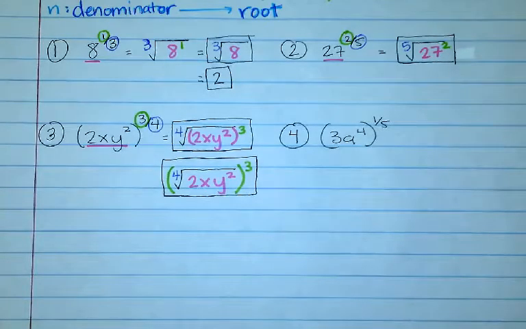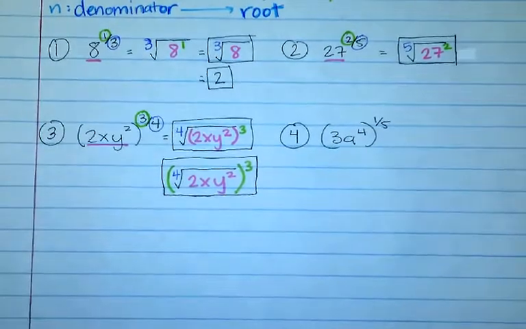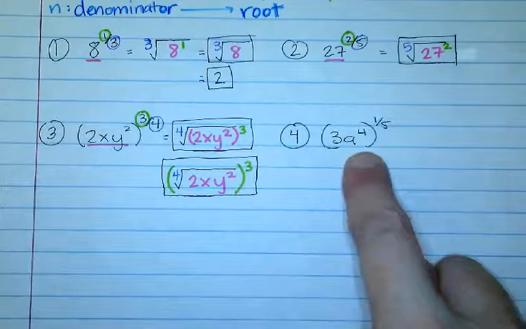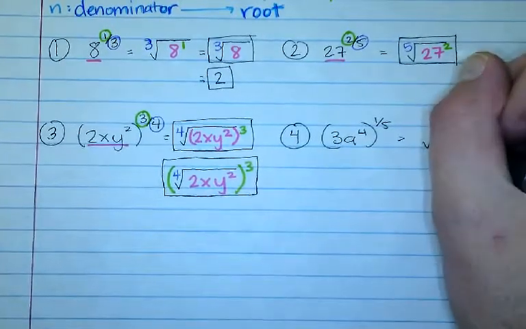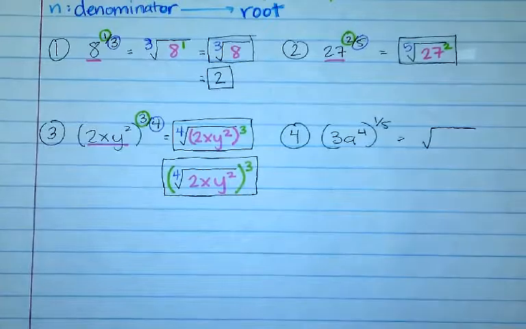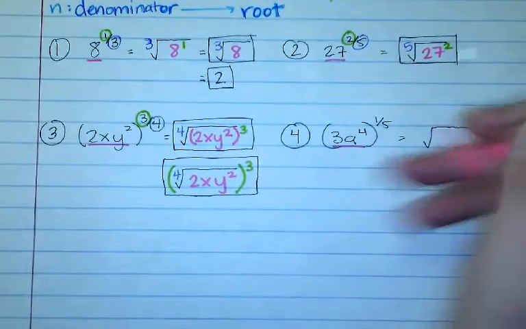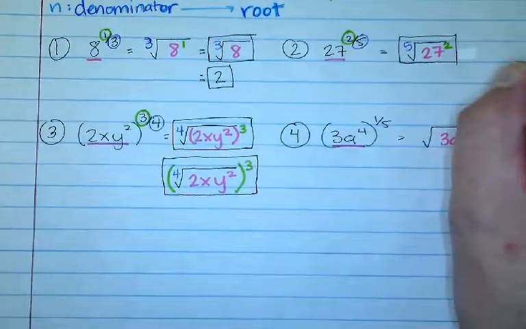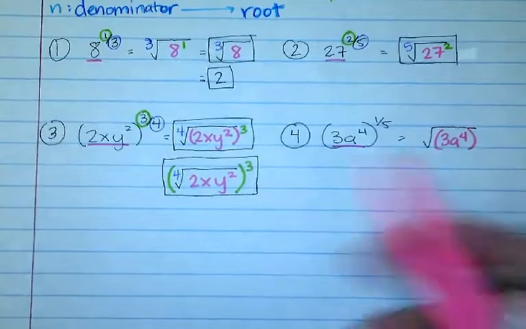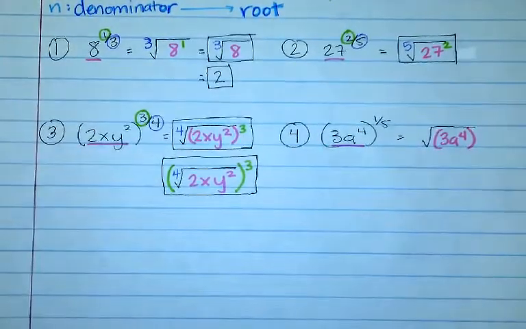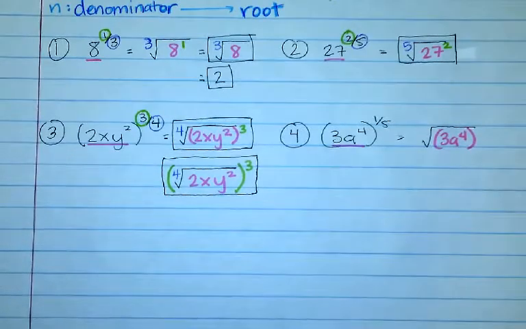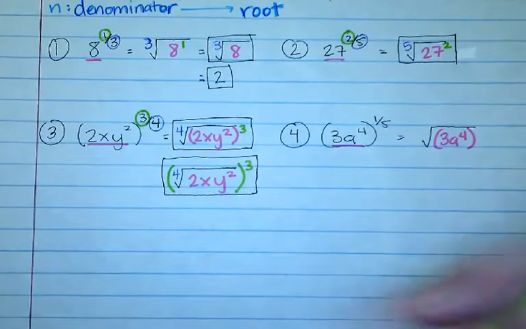All right, then let's take a look at number 4 here. What is my base going to be for number 4, y'all? What is the base for this right here? 3a to the 4th, the whole thing. A good hint is if there's parentheses in one, there's probably going to be parentheses in the other. So 3a to the 4th, and then what is my exponent going to be? Just a 1, and then my root is going to be a 5.